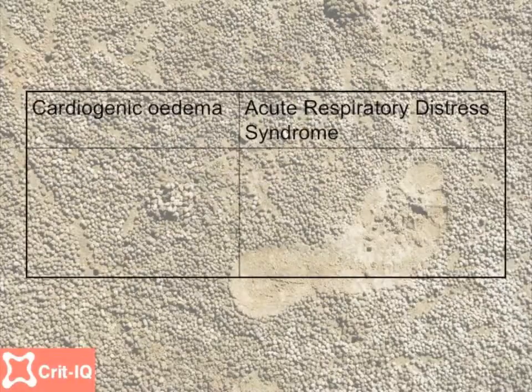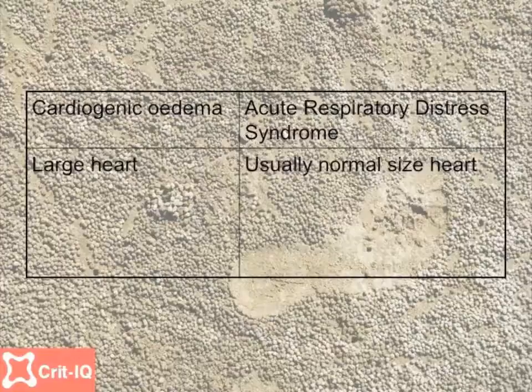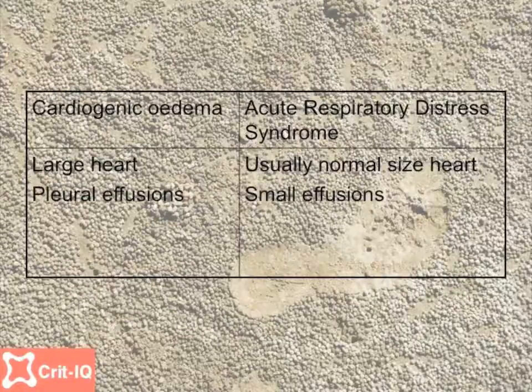Telling the difference between cardiogenic edema and ARDS can be difficult. The presence of a large heart is suggestive of cardiogenic edema. However, ARDS may occur in patients with pre-existing heart failure, and acute pulmonary edema may be present in some patients with a normal-sized heart. The presence of large pleural effusions is more likely to represent pulmonary edema.